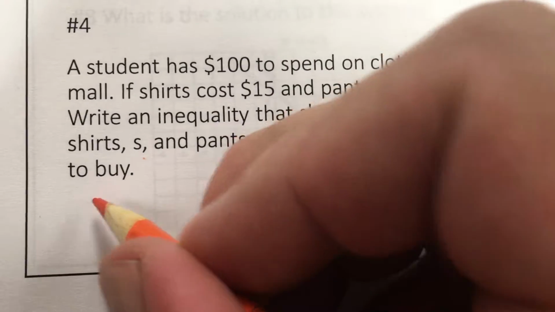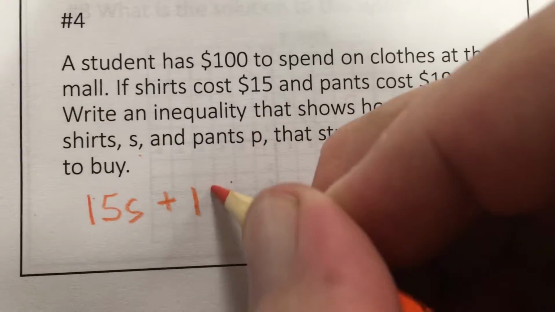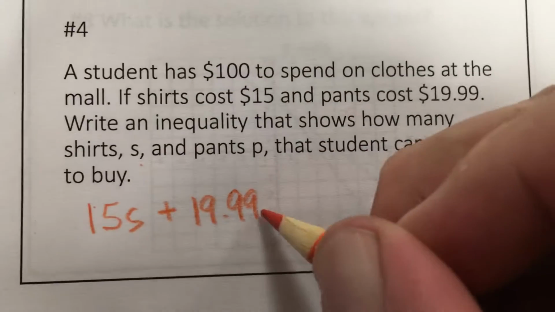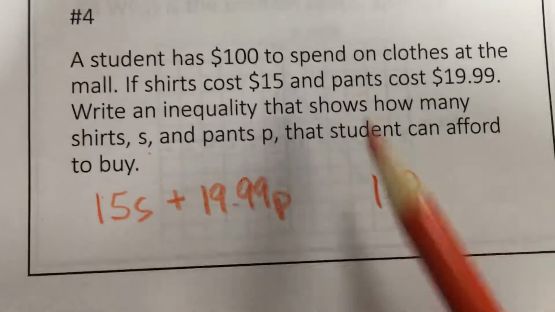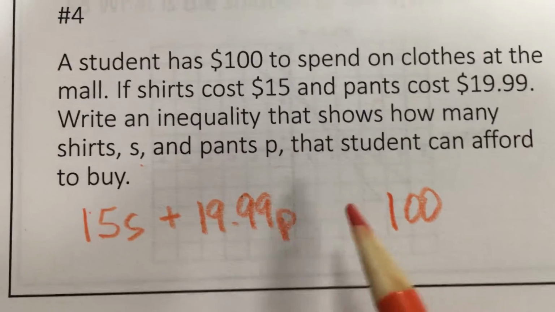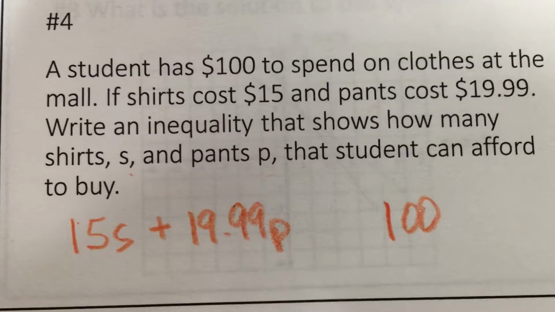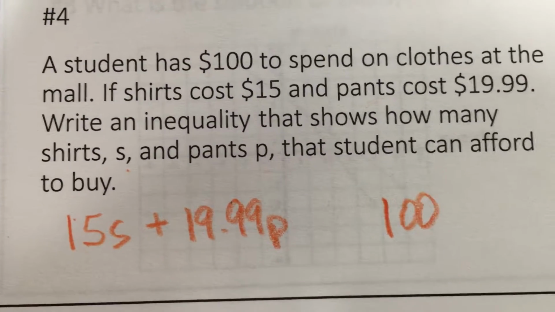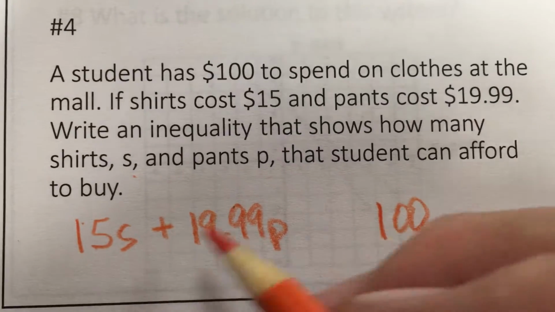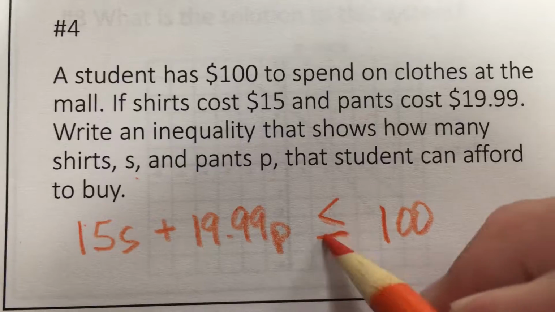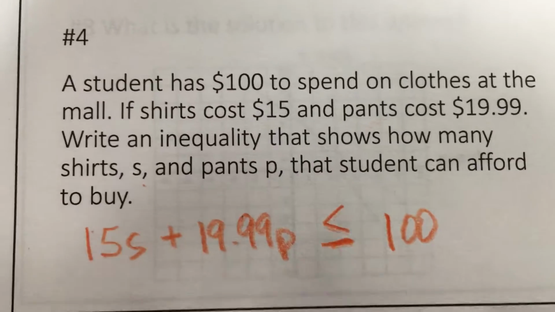So we have $100 to spend on clothes. Every shirt is 15 bucks, plus every pair of pants I buy for $19.99. And then my total is going to be, I have $100 to spend. Now all we have to decide is which symbol to use in between here. Since I only have $100 to spend, I can't spend more than $100. I can't go and buy 10 pairs of pants that would cost me almost $200 because I only have 100. So whatever I buy needs to be less than or equal to 100 bucks because I don't have more than this to spend on clothes.